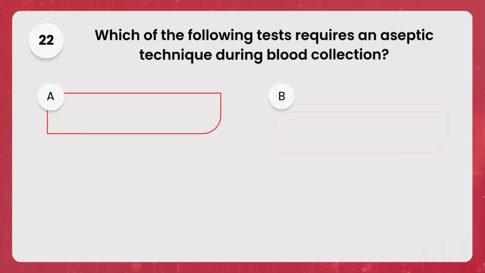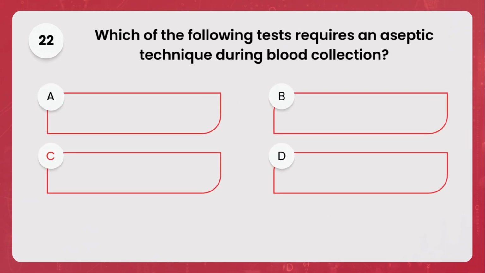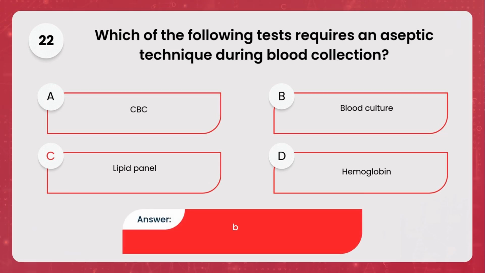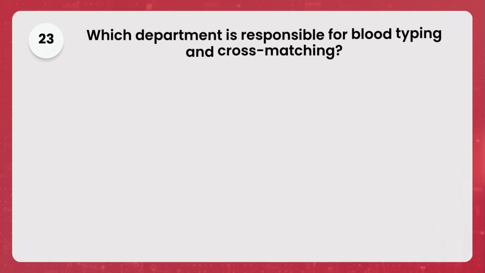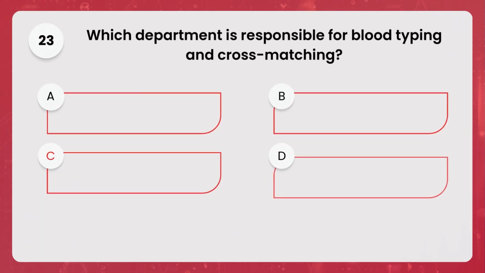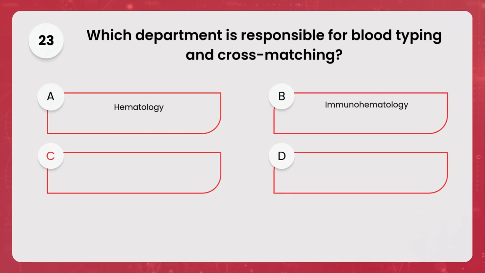Number 22. Which of the following tests requires an aseptic technique during blood collection? A. CBC. B. Blood culture. C. Lipid panel. Or D. Hemoglobin. The answer is B. Blood culture.